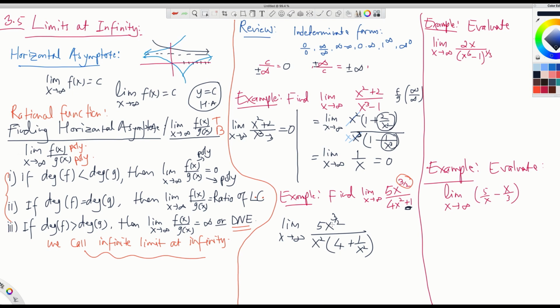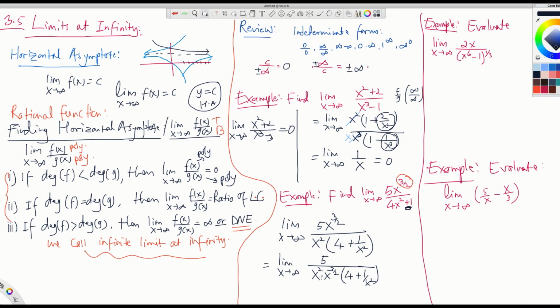Which one is bigger? Is x to the 3/2 bigger, or x to the 2 bigger? 3/2 is 1.5, right? Then the 2 is 2. So you need to move that to the bottom. So what I'm trying to do here is equals to limit x tends to infinity 5 over x to the 2 times x to the negative 3/2, over 4 plus 1 over x squared. Why did I do that? Because I want to combine these two. That's why I'm just keeping that x to the negative 3/2.